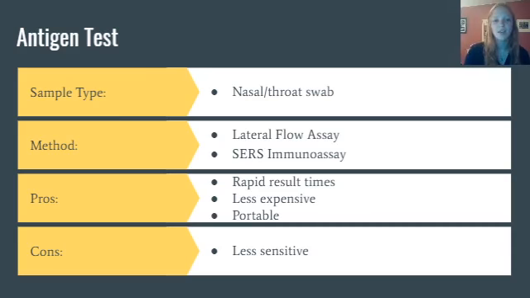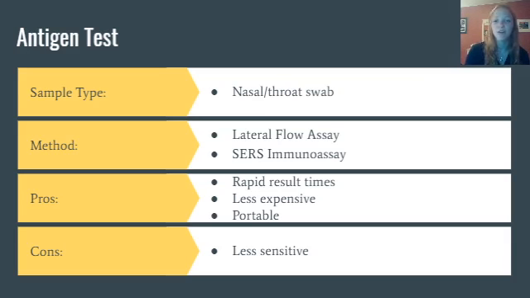The other type of diagnostic test is the antigen test. For reference, an antigen is any type of substance that causes the production of antibodies. This test uses a nasal or throat swab to detect an infection. Currently, the most popular method involves the use of a lateral flow assay. Assay and immunoassay are simply defined as a procedure for identifying a specific substance in a solution.